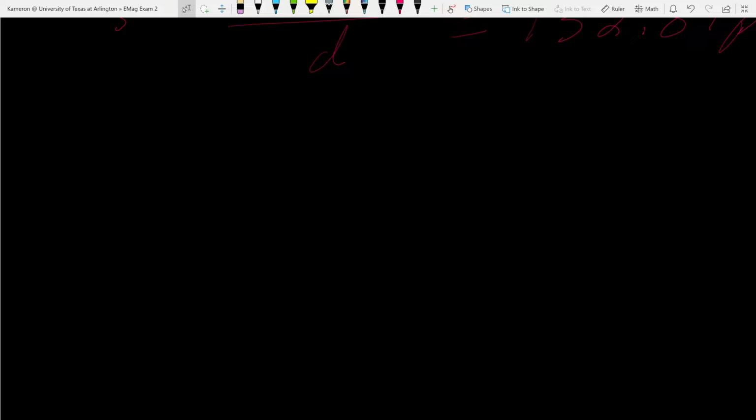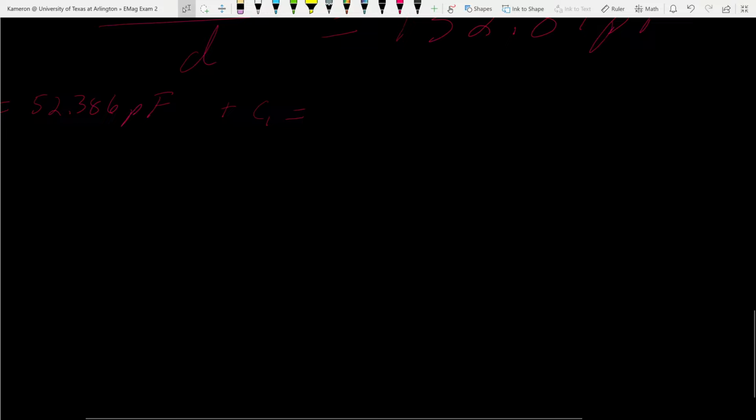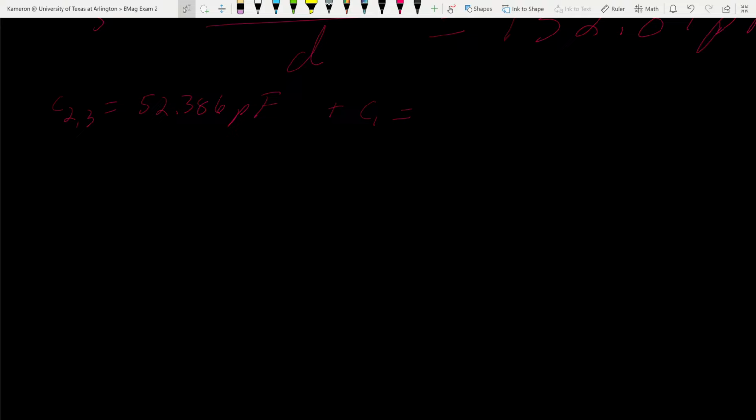So C2,3 gives us a value of 52.386 picofarads. Since C1 is in parallel with that, that is simply adding. So we're going to add C1, and that will give us an equivalent capacitance of, oh, I told you the wrong thing, sorry. So this is our total, that is our equivalent capacitance, and what you would get with doing C2 and C3 in series, you should get a value of 33.2025 picofarads. Sorry about that. This is C2.